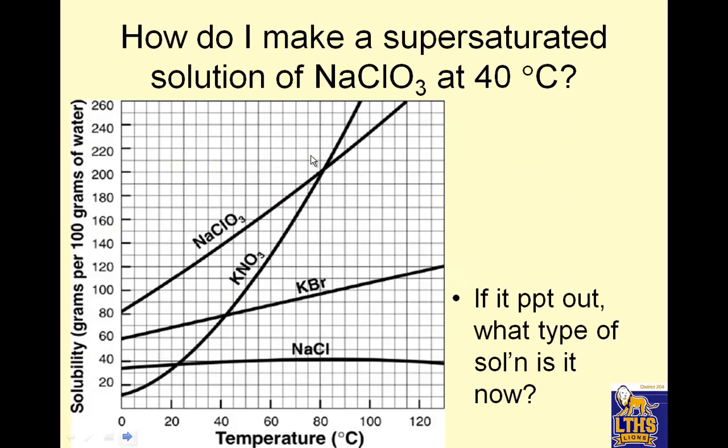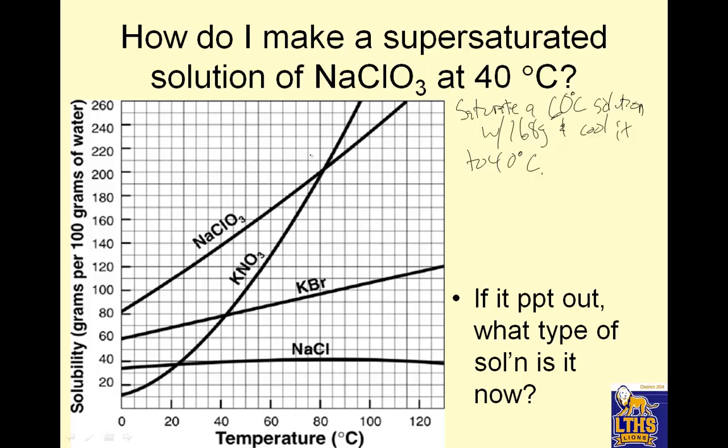How do I make a supersaturated solution of NaClO3 at 40 degrees? What I do is saturate a solution, just say a 60 degrees solution. So heat it to 60, and we'll say that's 168. And cool it to 40 degrees Celsius.